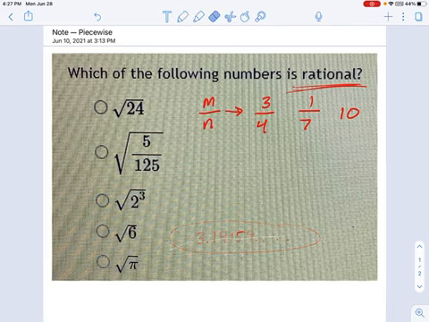So right away, you should see one thing we can rule out, right? Anything with pi in it is going to be irrational. There's no way anything with pi can be rational. So that's a nice one to cross out. But what about all these other ones?